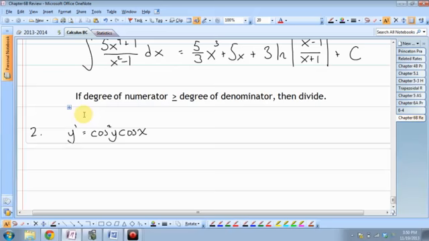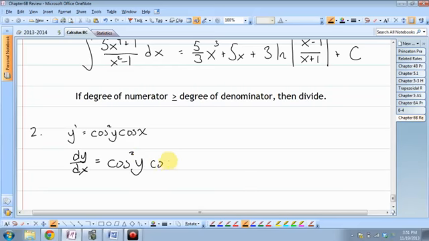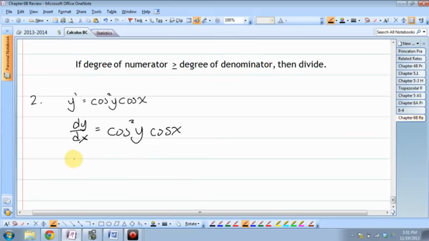Okay, so let's continue with 2. You want to separate variables. So y prime is code for dy dx. And that becomes 1 over cosine squared y dy equals cosine x dx. Who's right? Sin x. Yeah, that's what I meant.